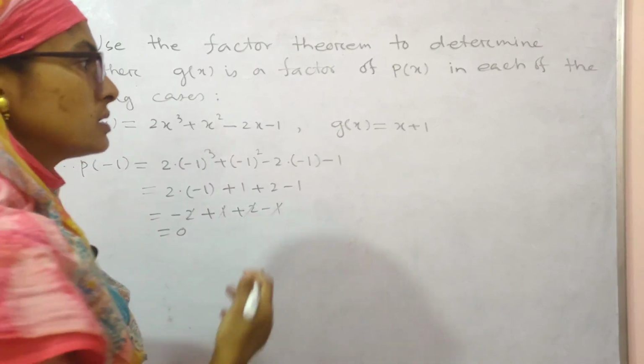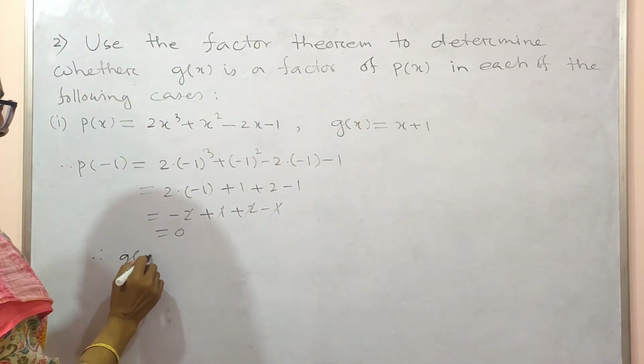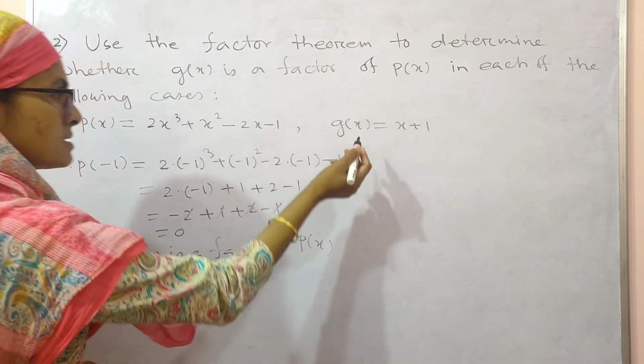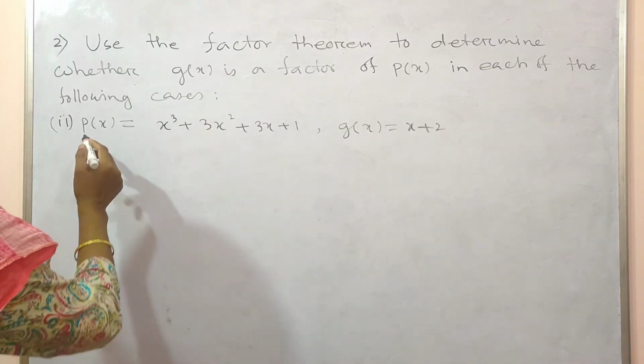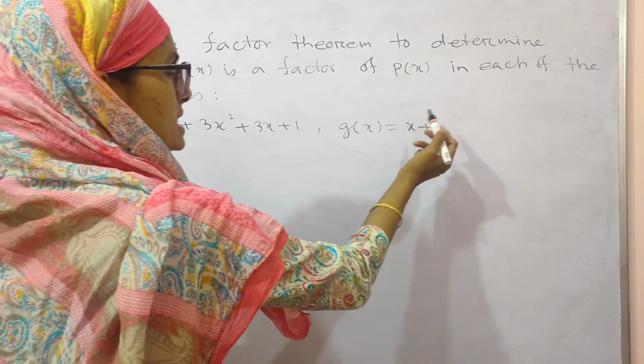This one cancels, so you will get 0. If you get 0, then this is a factor of this. So therefore, g(x) is a factor of p(x). Number 2, p(x) equal to x cube plus 3x square plus 3x plus 1 and g(x) equal to x plus 2.